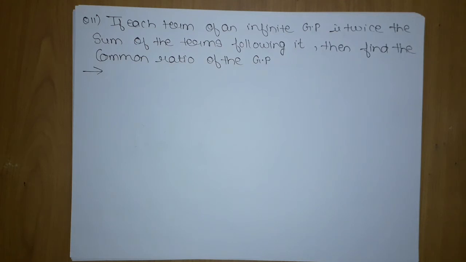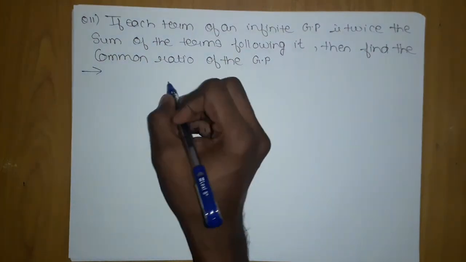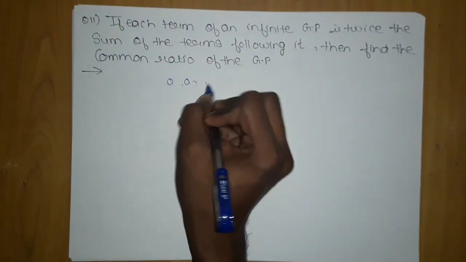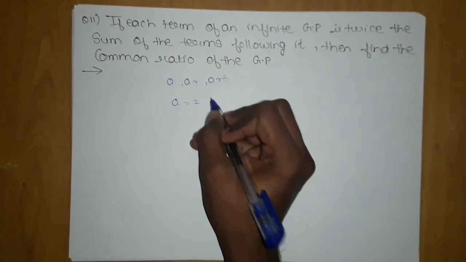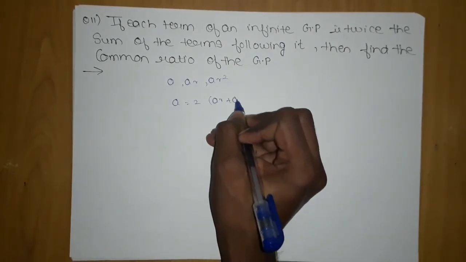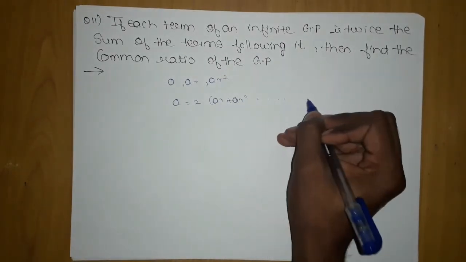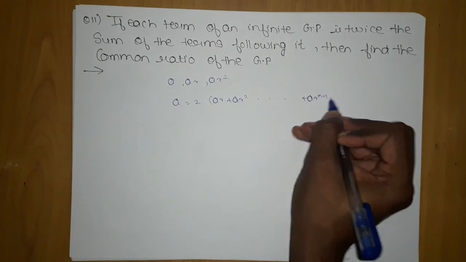Don't you think, how can it be possible that a term is greater than twice the sum of all the terms after it? This also gives an idea. If I consider the GP as AR square, which is the basic thing we do, then A should be twice (AR + AR square) till AR power n minus 1.